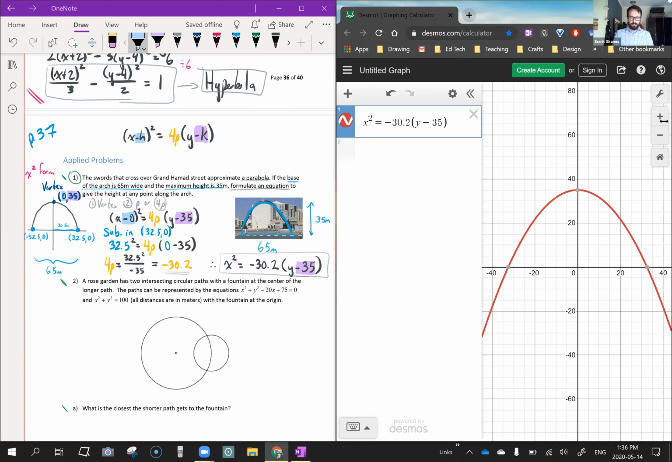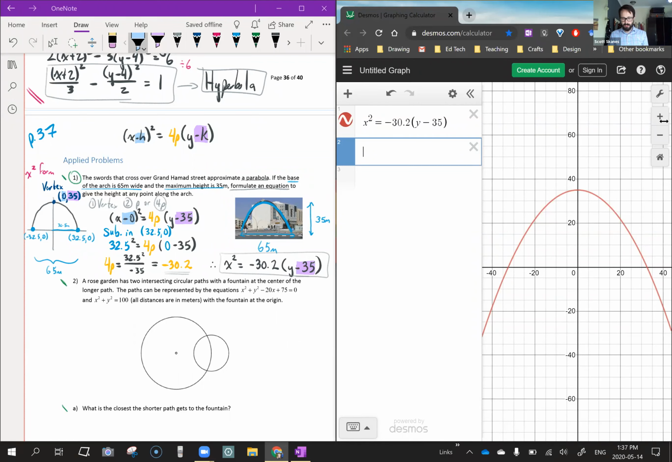here it says formulate an equation to give the height at any point along the arch. Well, that is the equation. If I put any x value into this, it will spit back the y value. What I mean is maybe you want to know what the height is 1 meter from the center. Well, just put x equals 1 inside and solve for y. It'll give you back the height.